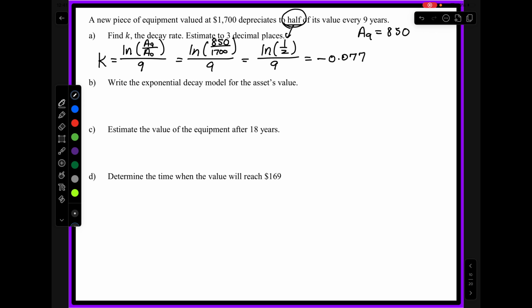We can now use that to figure out the exponential decay model for this asset's value. So the amount in terms of T will start off with the 1700 e to this K value of negative 0.077 times T. And we can now use this answer to evaluate part C, which is to estimate the value of this equipment after 18 years. So we're going to evaluate A when T is 18.